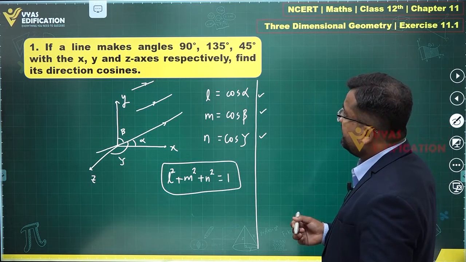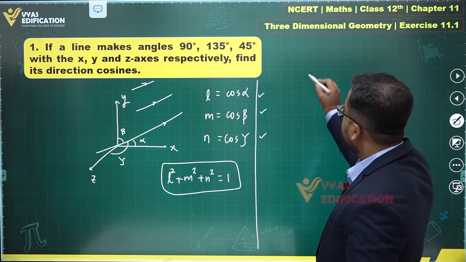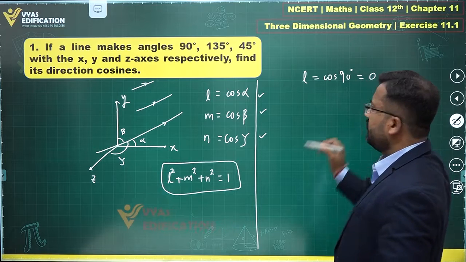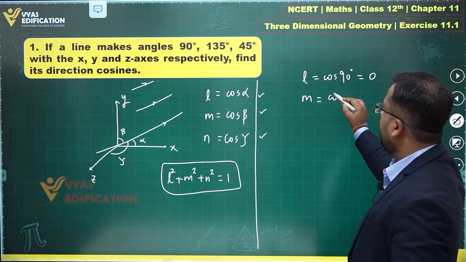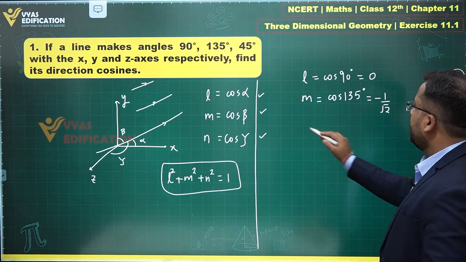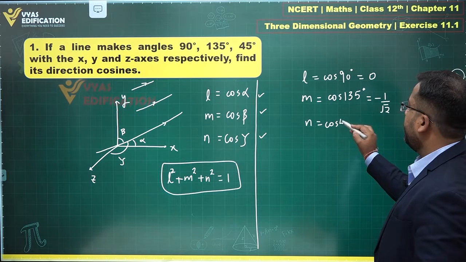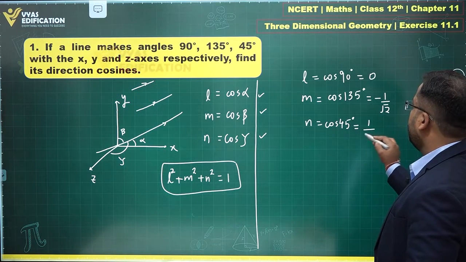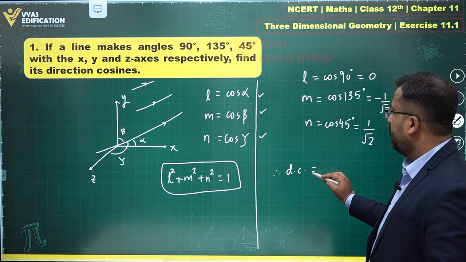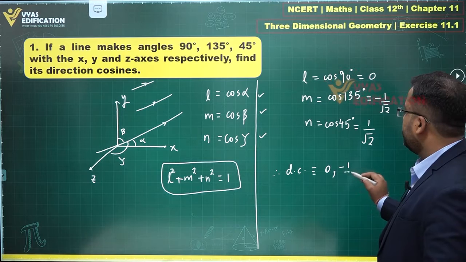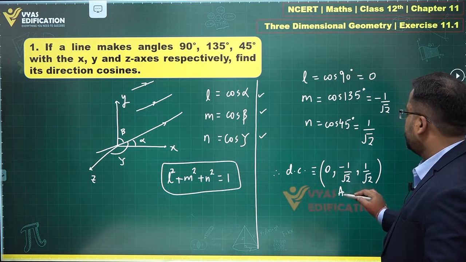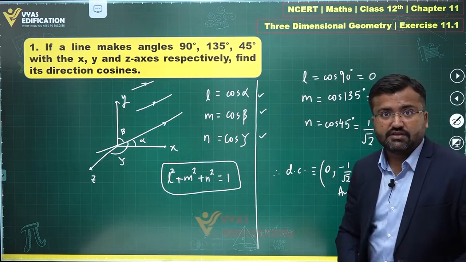If a line makes angles 90 degree, 135 degree, 45 degree with the x, y, z axis, you can say L equals cos 90 degree, which is 0. M is equal to cos 135 degree, which is minus 1 by square root of 2. N is equal to cos 45 degree, which is 1 upon root 2. So direction cosines can be written as 0, minus 1 by root 2, 1 by root 2. That's my required answer for question number 1.